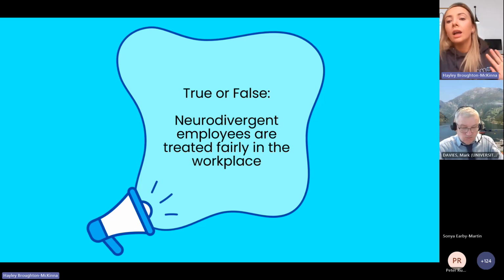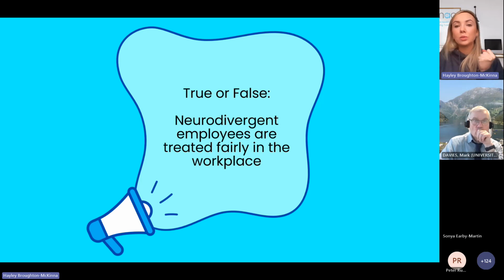Now, I know we've had just a very brief overview into what this term neurodivergence is, what it refers to, but just based again on your understanding so far, your experiences so far, whether it's direct lived experience as someone who is neurodivergent, or indirect experience, you've been around people who are neurodivergent, whatever this looks like, do we think that it's true or false that neurodivergent employees are typically, as the standard, the average, treated fairly in the workplace?